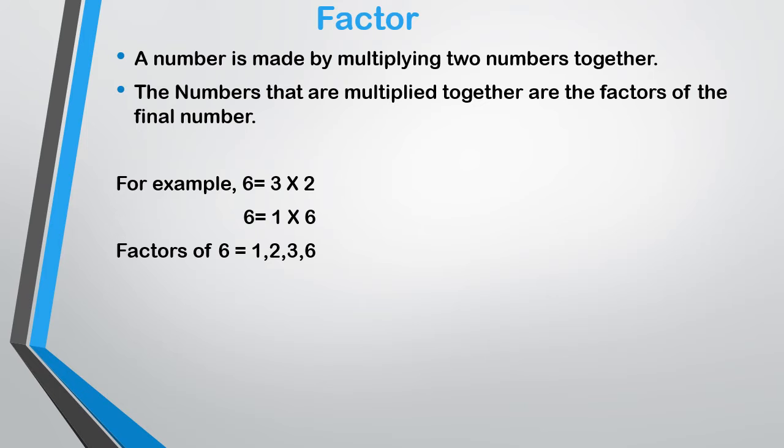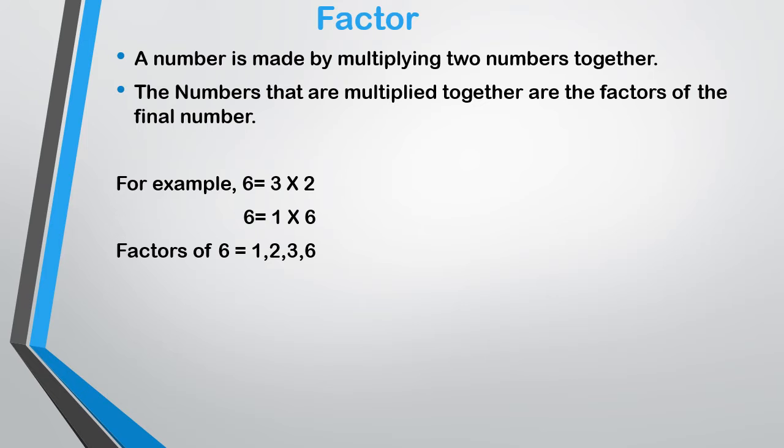6 comes in the 1 table, so 1. 6 comes in the 2 table, so 2. And also 6 comes in the 3 table, so 3. 6 comes in the 6 table: 6 ones are 6, so 6. Okay, so this is how we can find the factors of a given number.